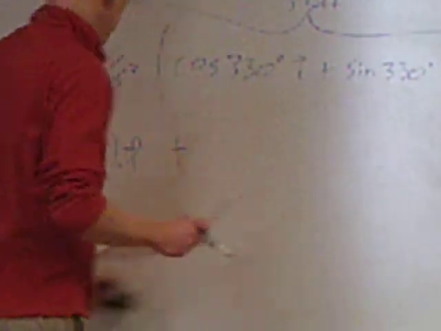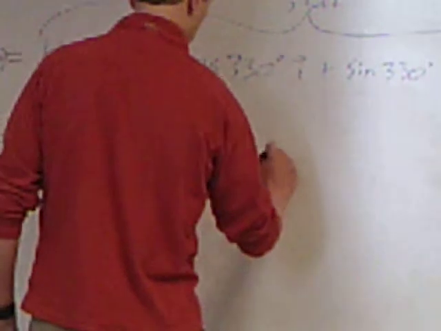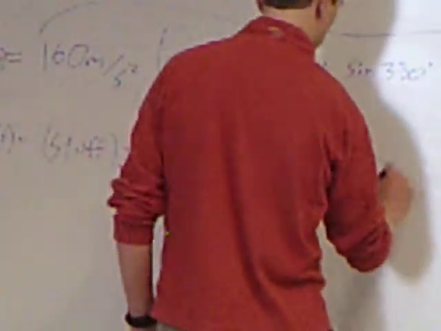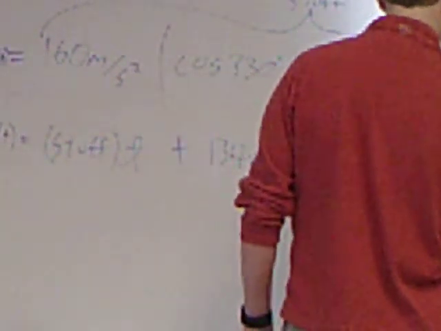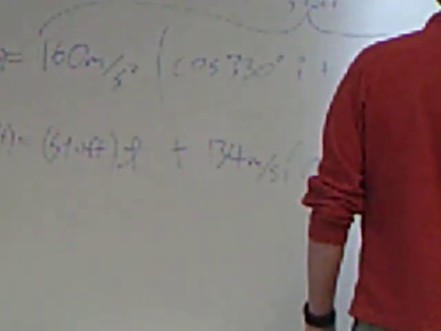Yeah, so it's going to be multiplied by the direction it's going in. So my v naught is going to be the 134 meters per second, once again, times cosine of 330 degrees i plus sine of 330 degrees j. That's my v naught. That's how fast the plane was going, and the direction, when we started this off.